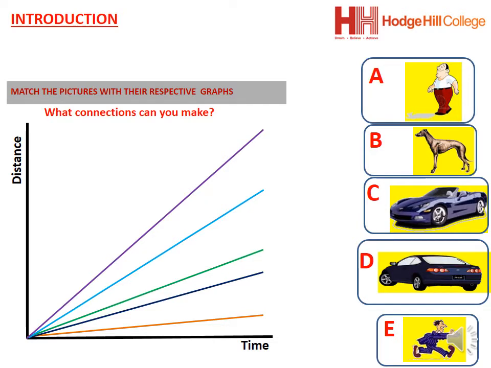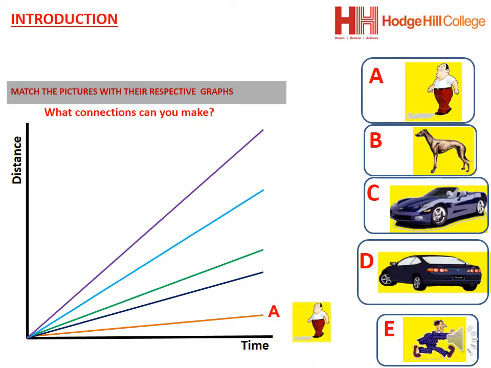Here we have a distance time graph with 5 different lines representing 5 of the pictures on the side of the screen, and we need to match the pictures up to their respective graphs. Looking at the first person, we see a man who is just casually walking. We need to judge how fast he would walk compared to the other items. Because he is walking casually, in the same amount of time he will only cover a smaller distance, so he will be matched up to the bottom line.